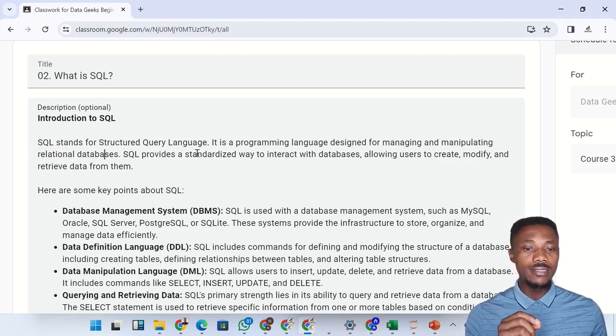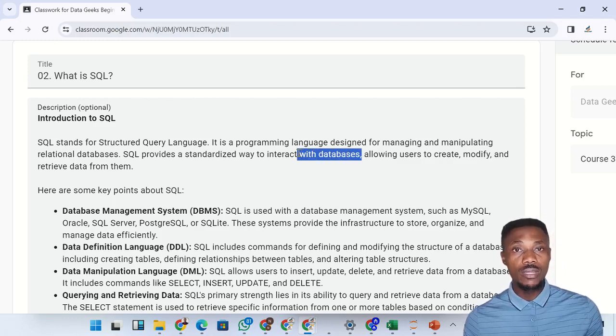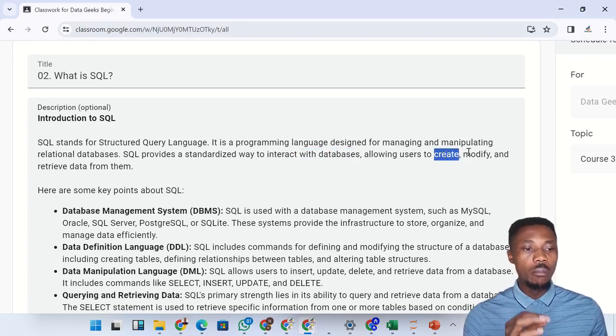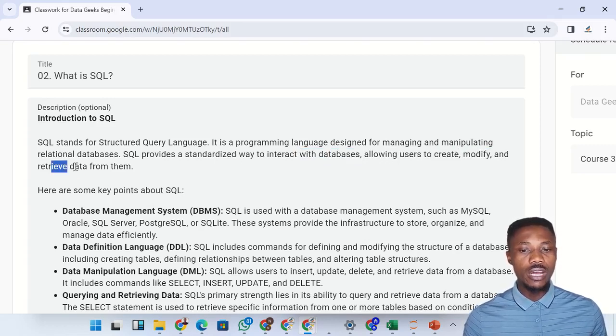Now, SQL provides a standardized way to interact with databases. Whenever you think of databases and how to communicate, interact with or manipulate them, you think of SQL. It allows users to create, modify, and retrieve data from those databases. So what you'll be learning in this course is how to create, manipulate, and retrieve data from databases. Just get your heart opened and be ready to learn lots of things about SQL.